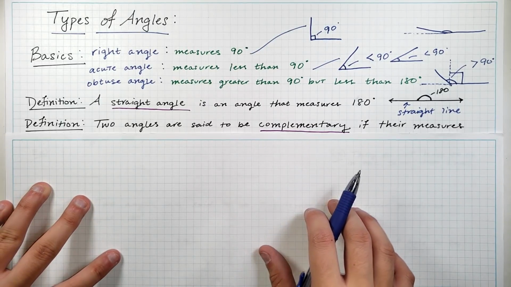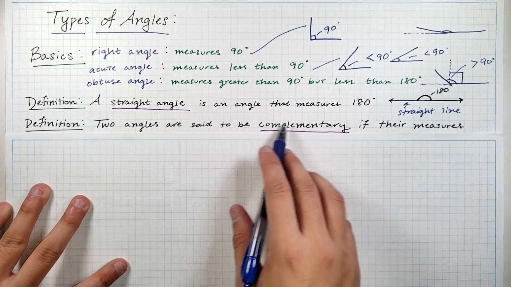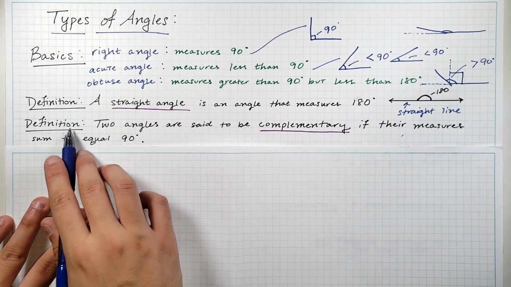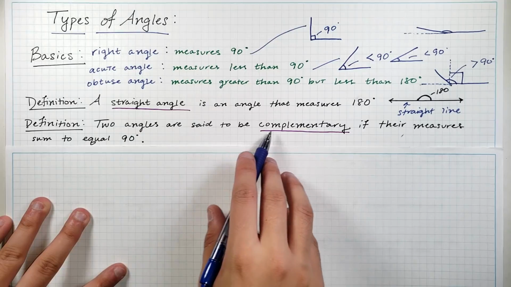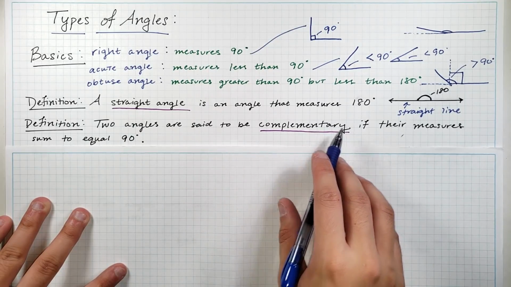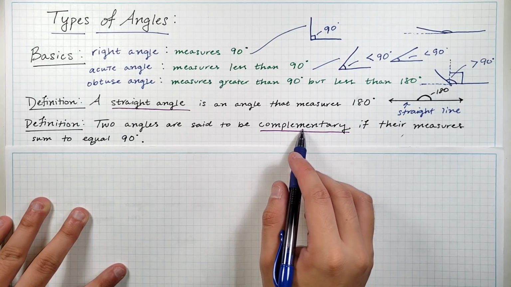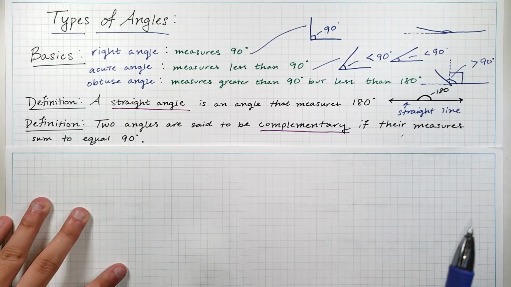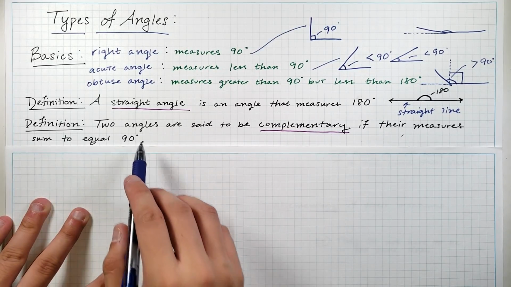Next definition. All right, this one's going to involve this thing called complementary angles. So this one says definition: two angles are said to be complementary if their measures sum to equal 180.